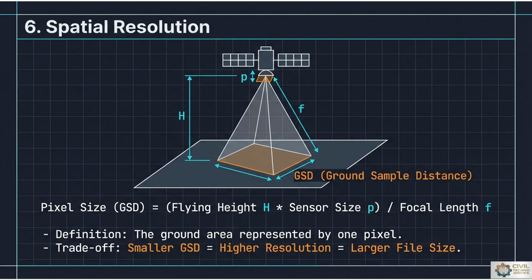Pixel size, or GSD, that is ground sample distance, is equal to flying height h times sensor size p divided by focal length f. So the definition of spatial resolution is the ground area represented by 1 pixel. High resolution imaging, where smaller ground sample distance values provide finer detail and more accuracy, makes it suitable for road design, structural mapping, and urban infrastructural analysis purposes.